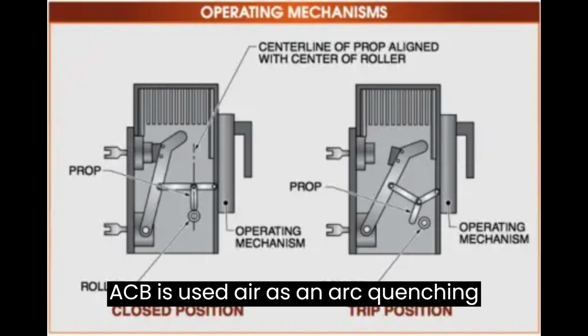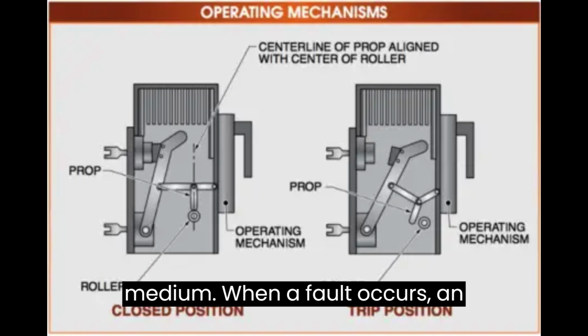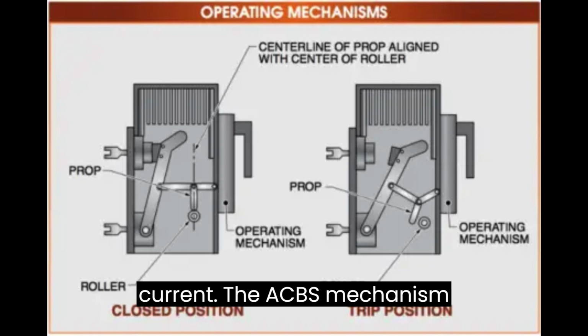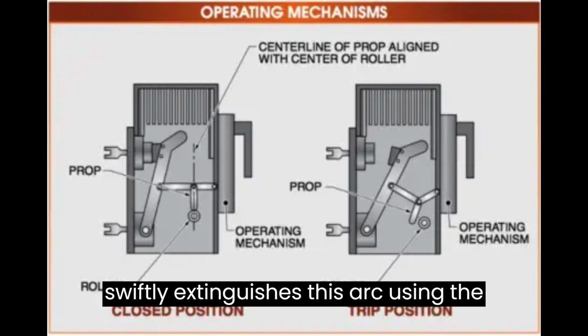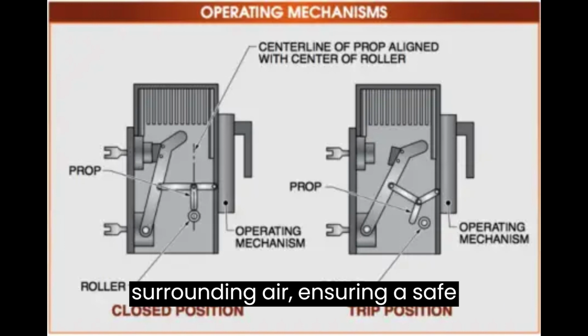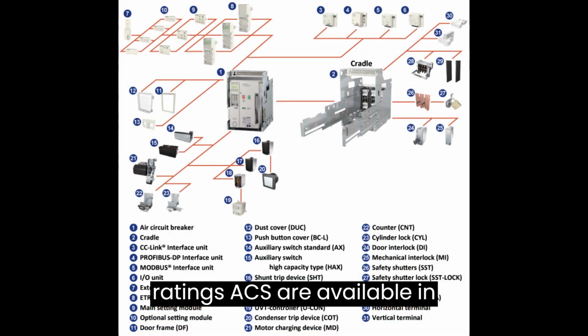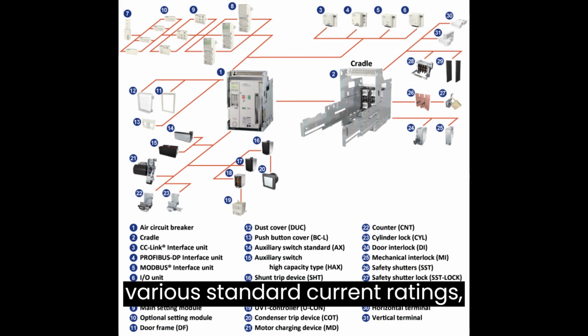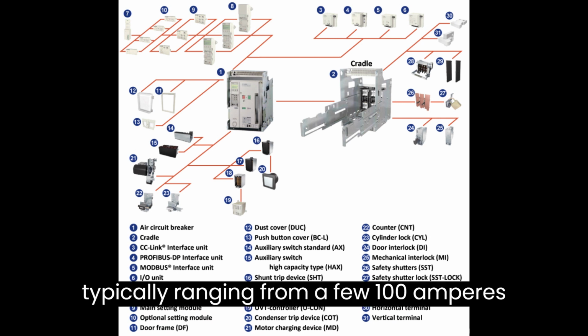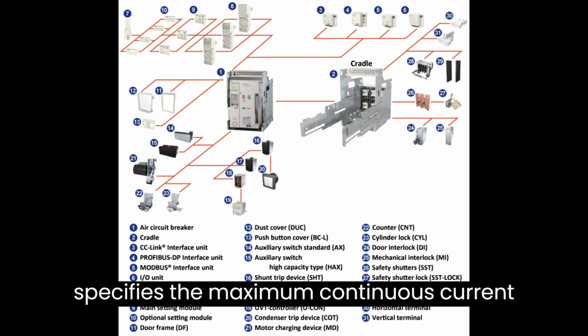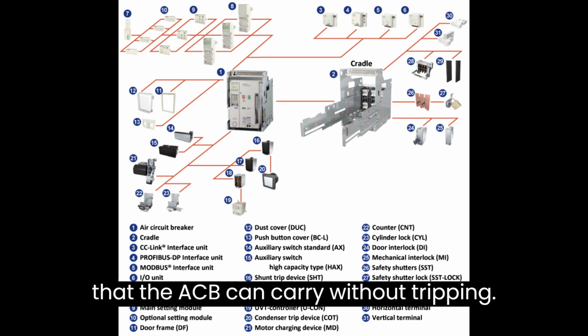ACBs use air as an arc quenching medium. When a fault occurs, an arc is generated due to the flow of current. The ACB's mechanism swiftly extinguishes this arc using the surrounding air, ensuring a safe disconnection of the circuit. Current ratings: ACBs are available in various standard current ratings, typically ranging from a few hundred amperes to several thousand amperes. The rating specifies the maximum continuous current that the ACB can carry without tripping.